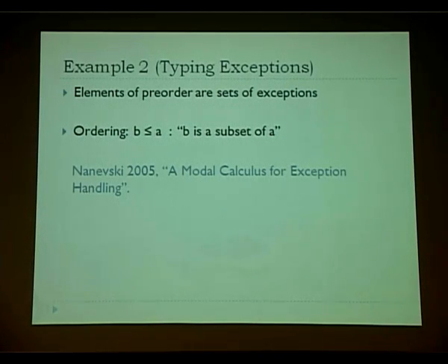You have to bear with me for a bit of notation. It's a little bit more internal to the theory of programming languages. So what I'm going to do is show you how these indexed logics are already used to write type systems for modeling exceptions, okay? In this case, my preorder is going to be sets of exceptions. My ordering is going to be B less than A if B is a subset of A, okay?